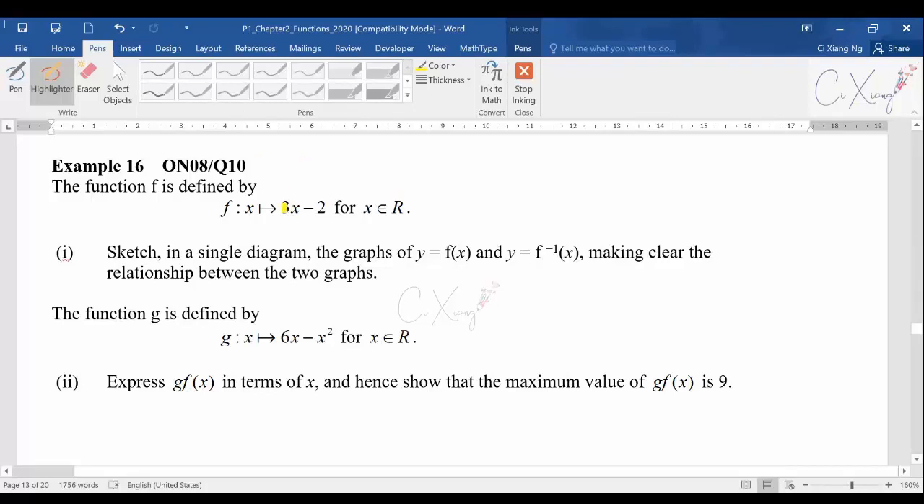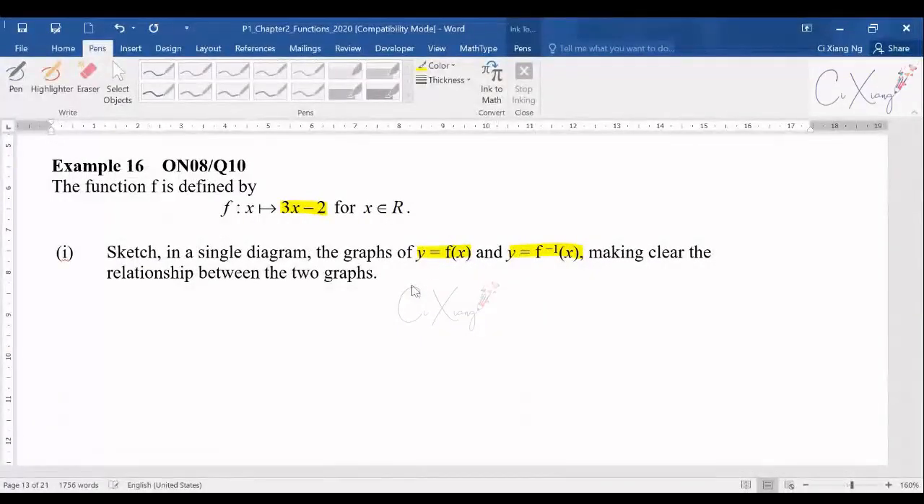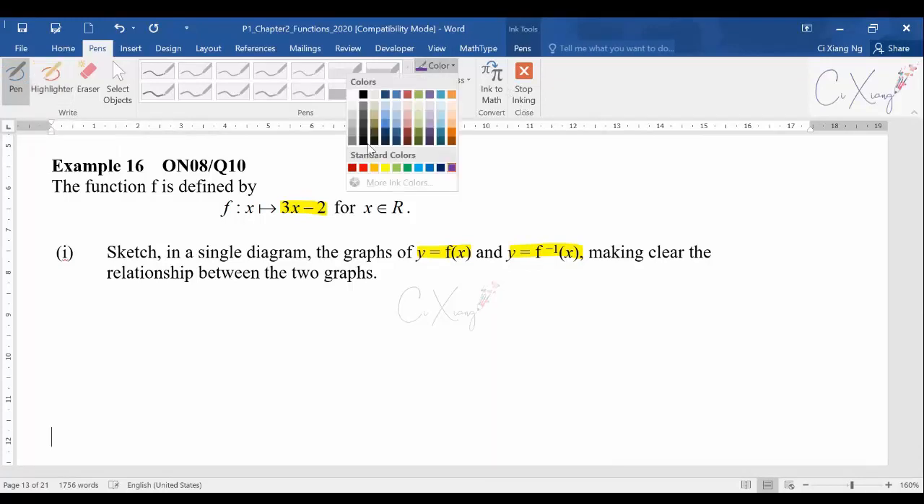They give you the function 3x minus 2. Sketch in a single diagram f(x) and also f inverse (x), making clear the relationship between the two graphs. For this part, they actually give you a linear function. For this linear function, without finding out f inverse (x), they want you to sketch a graph. Of course, if you want to find f inverse (x), you also can, but here I will just follow what they want. So we will not find the inverse function. I will surely draw the graph for both.